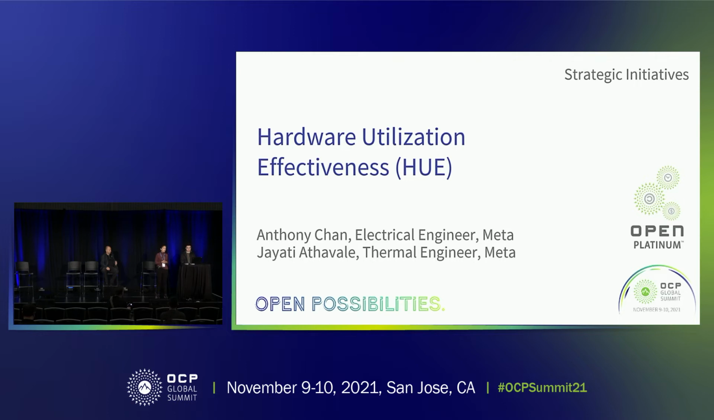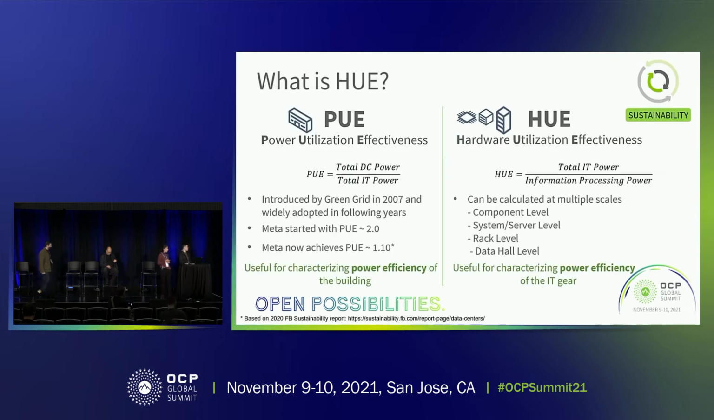However, one limiting factor is, by definition, PUE is not able to offer any insights into the hardware efficiency. And this is where we are looking to propose this new metric called HUE, or hardware utilization effectiveness. The goal here is, by wider adoption, we can use HUE to drive improvements in efficiency and deliver on our sustainability goals. So let's look at the definition here.